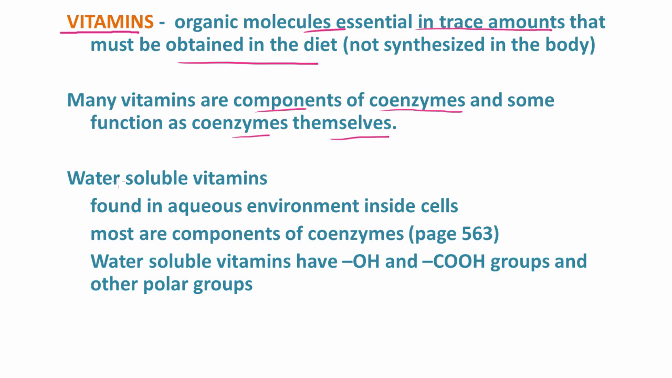So we're going to talk about two types: the water-soluble and the fat-soluble vitamins. First, we'll talk about water-soluble. They're found in the aqueous environment inside the cells. Most are components of coenzymes. We'll go through those in a minute. Water-soluble vitamins have plenty of hydroxyl groups, carboxylic groups, and other polar groups. That's what makes them water-soluble.